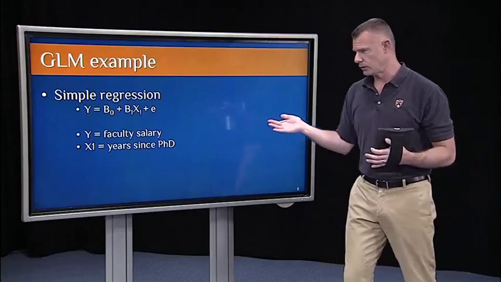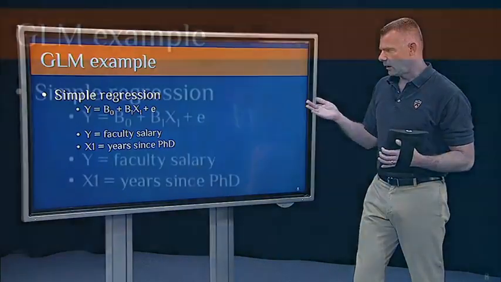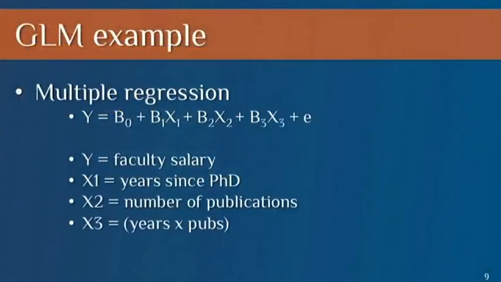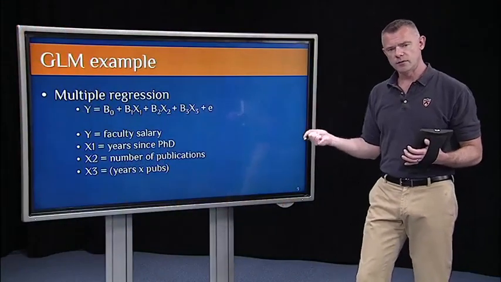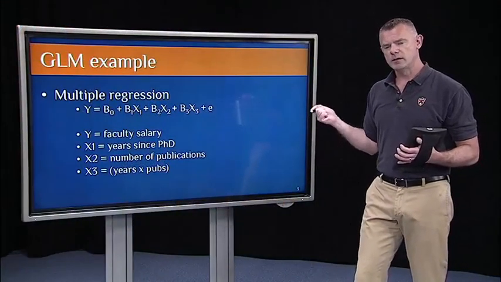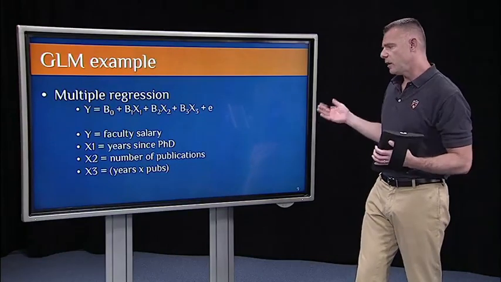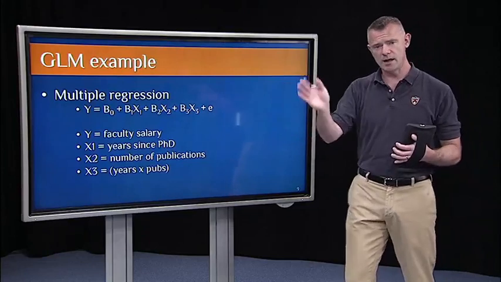When we looked at a simple regression, we just had one predictor, one outcome. So faculty salary was the outcome, and years since PhD was the predictor. We could do a multiple regression and add in other predictors. So we had years since the PhD, and then we also added in number of publications. But we could add in a third predictor that's the product of those first two predictors, and that would allow us to test for non-additive effects. It would allow us to see if number of publications moderates the relationship between years since PhD and salary.